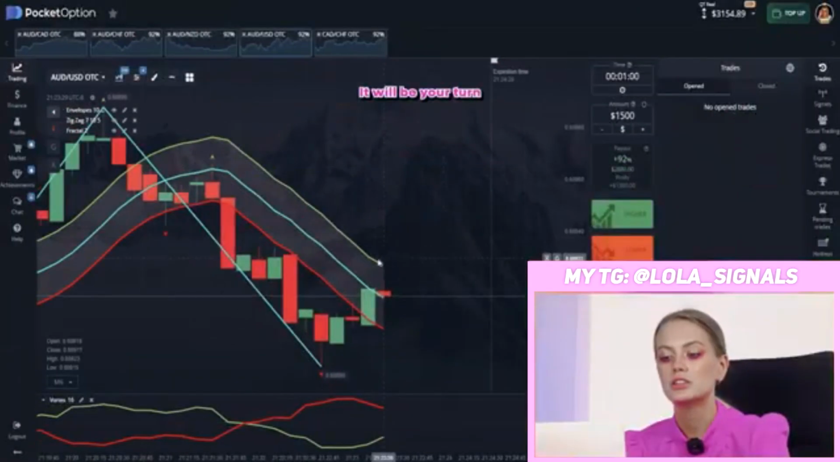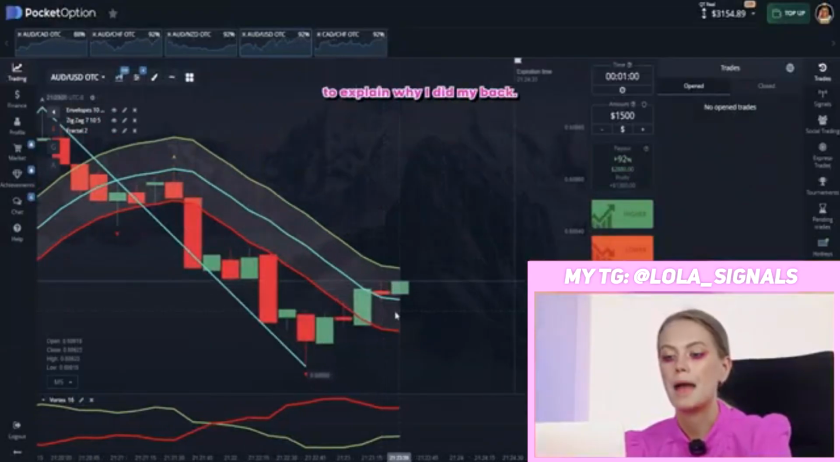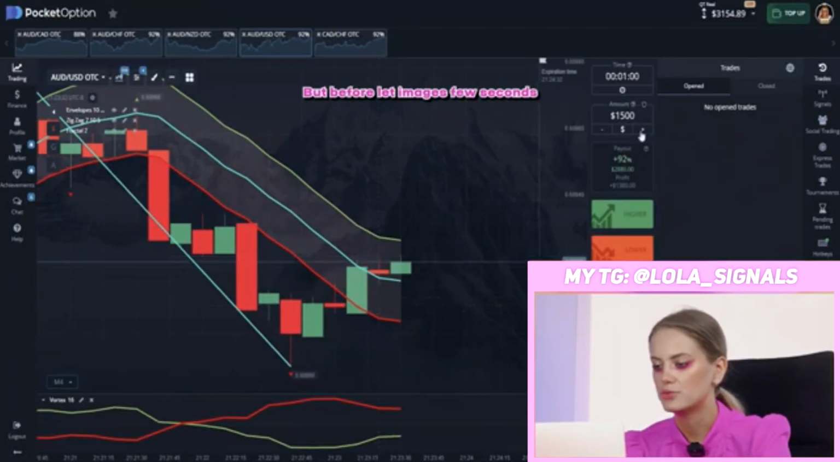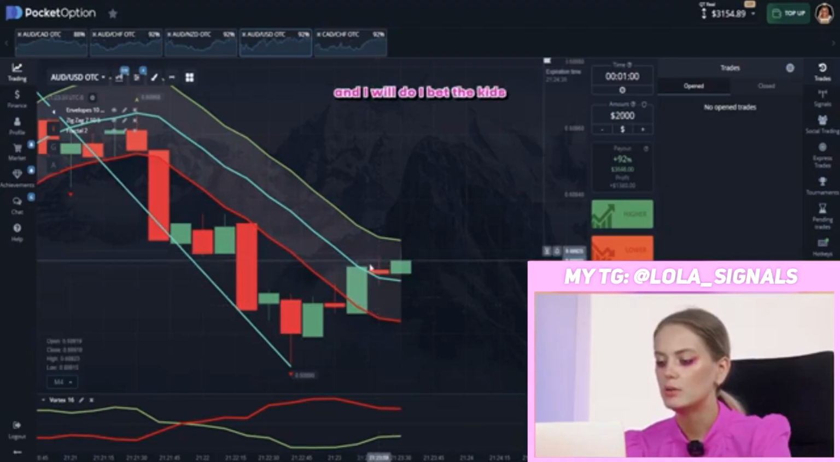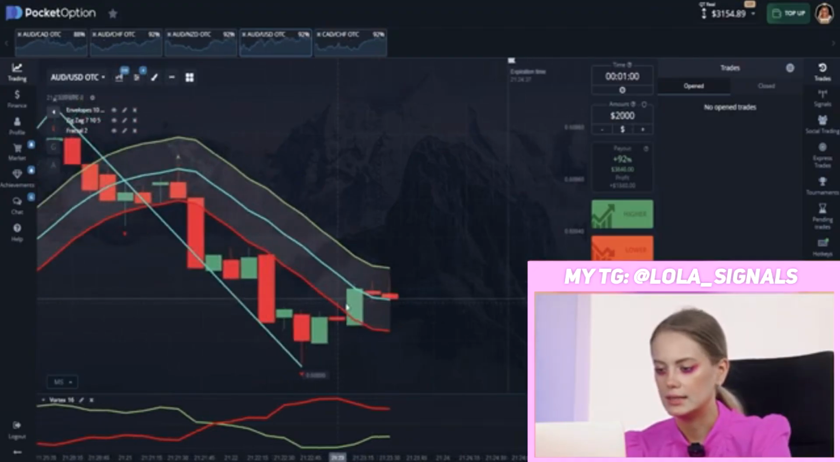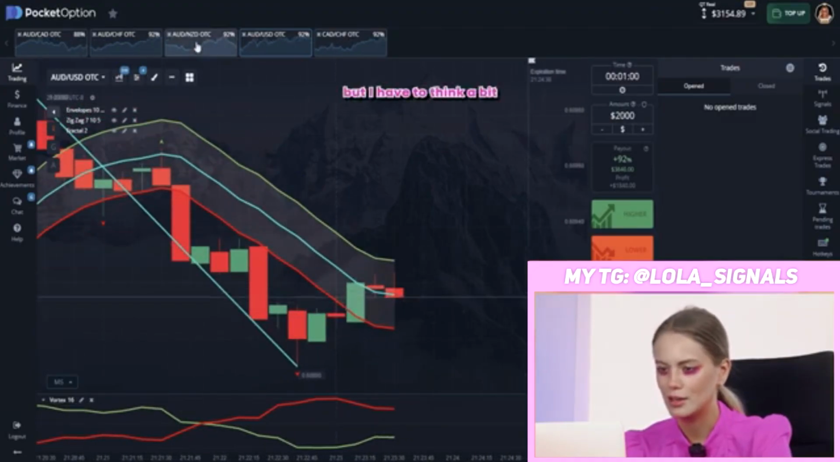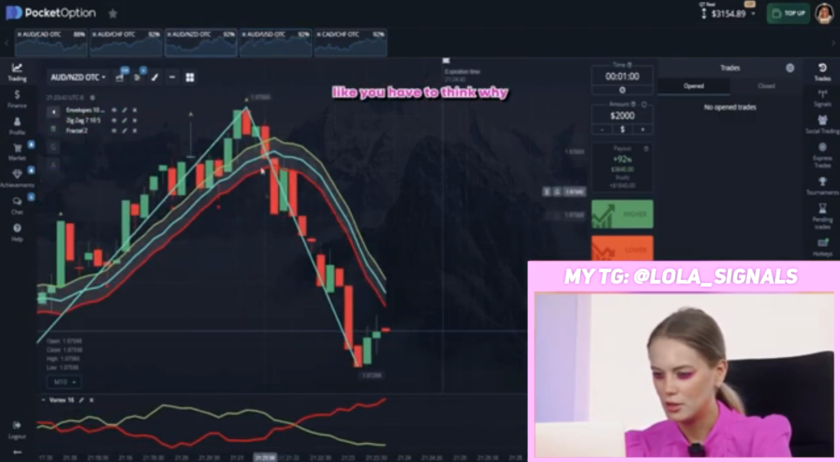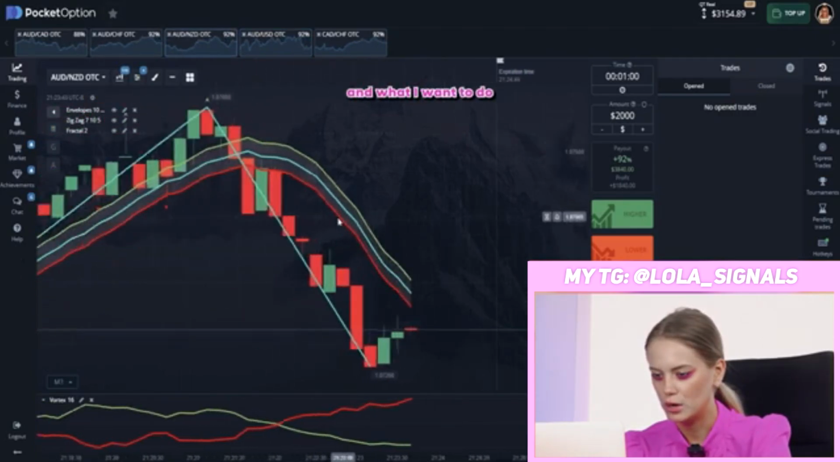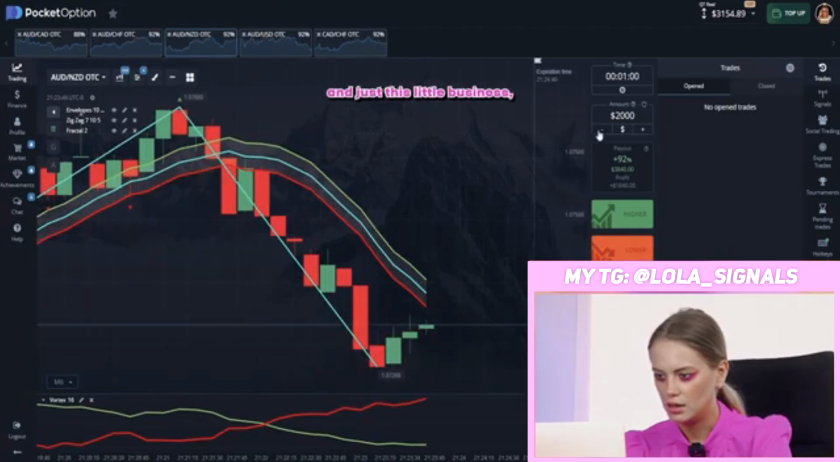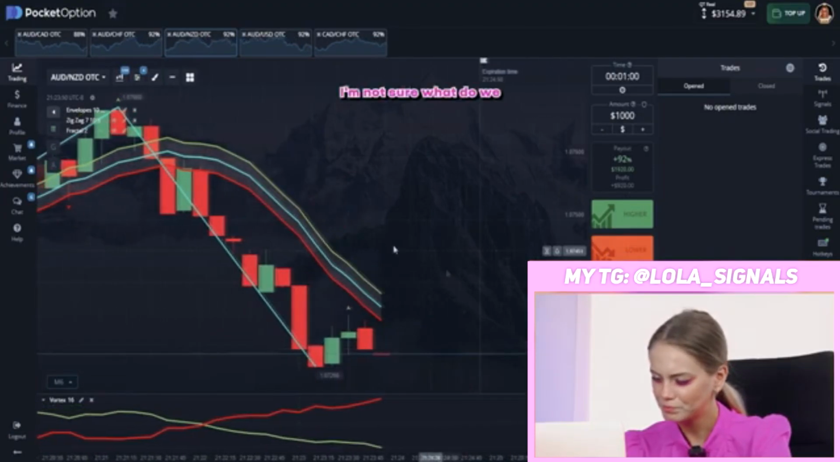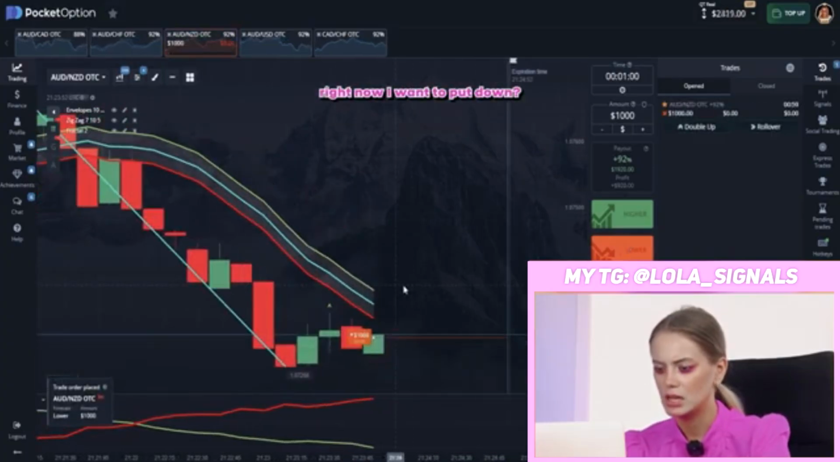Right now, it will be your turn to explain why I made my bet. But before that, give me a few seconds, I will change the amount and make my bet, because it's really important. But I have to think a bit, like you have to think about why I do something, but I have to understand what I want to do. And let's put a little bit less. I'm not sure, by the way. Right now, I want to put down.